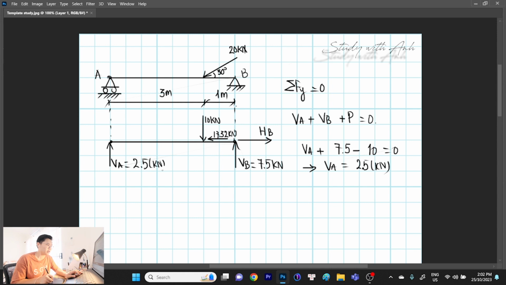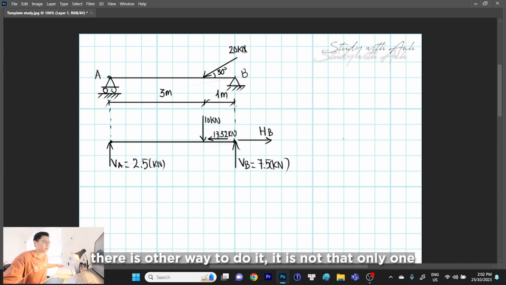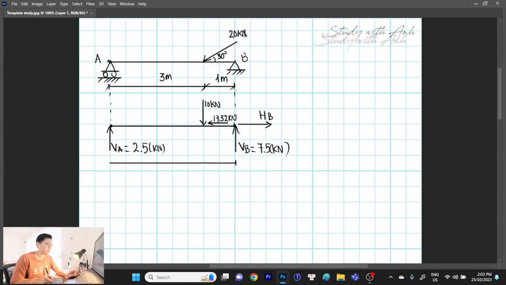So 10 equals 0. So from here you will have VA equal to 2.5 kilonewton. 2.5 kilonewton. There's some way to do it. It's not that only one way.